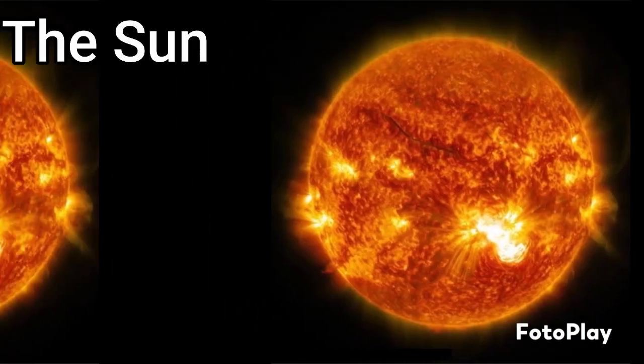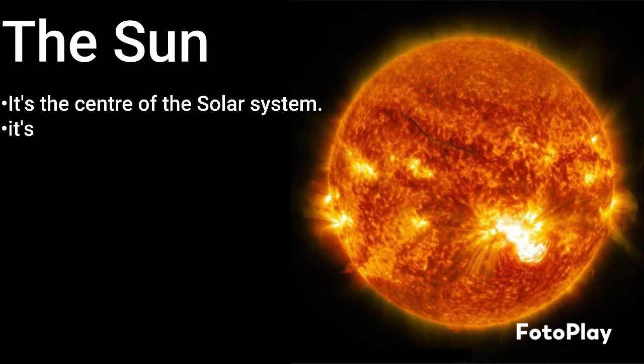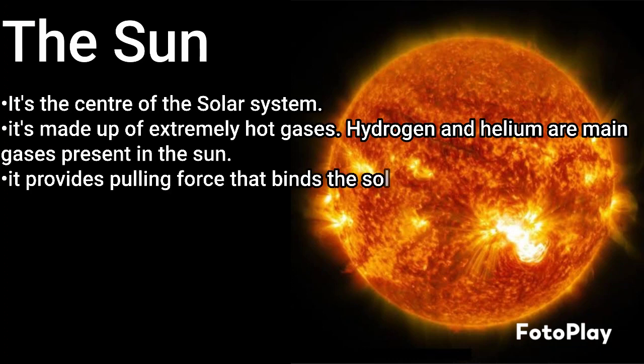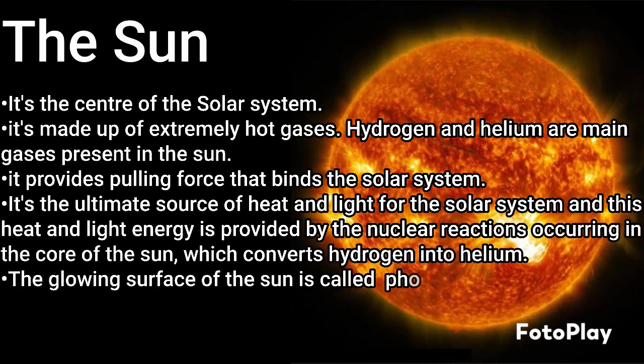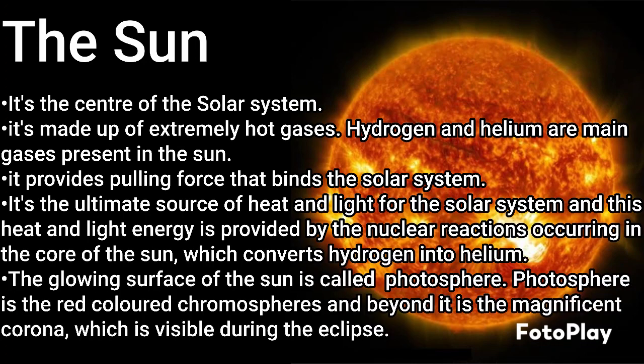First, the Sun. It's the center of the solar system. It's made up of extremely hot gases. Hydrogen and helium are main gases present in the Sun. It provides pulling force that binds the solar system. It's the ultimate source of heat and light for the solar system, and this heat and light energy is provided by the nuclear reactions occurring in the core of the Sun, which converts hydrogen into helium. The glowing surface of the Sun is called photosphere. Above the photosphere is the red-colored chromosphere, and beyond it is the magnificent corona, which is visible during the eclipse.